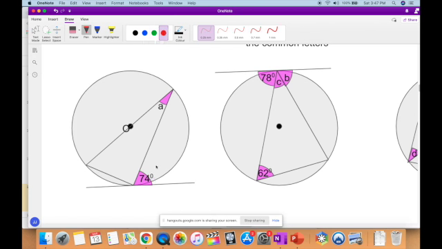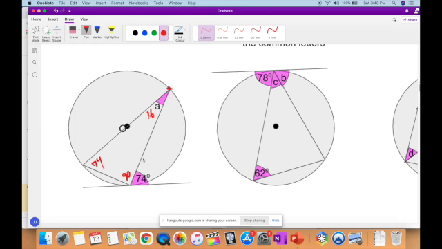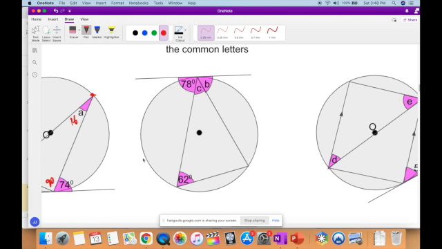The last theorem states that the angle formed by a tangent, the external angle formed by a tangent and a chord, is equal to the angle subtended by that chord. So if you take the chord from these two points, you'll see that this is the angle being created by that chord, and therefore that will be equal to 74. This is 90, hence this is 60. Right? So let's see if we could tackle this one here.